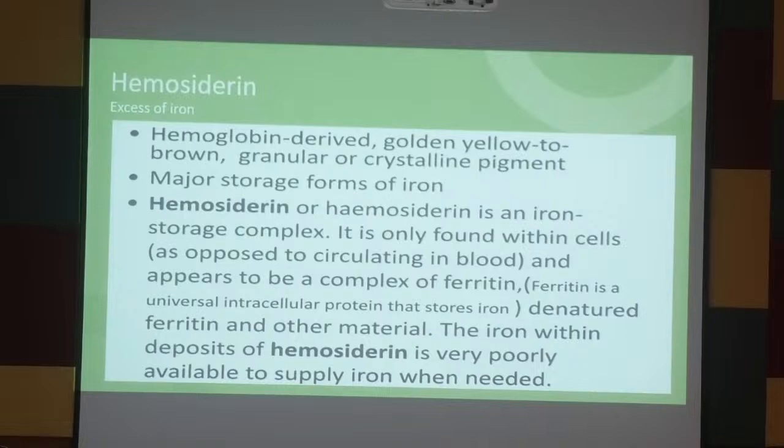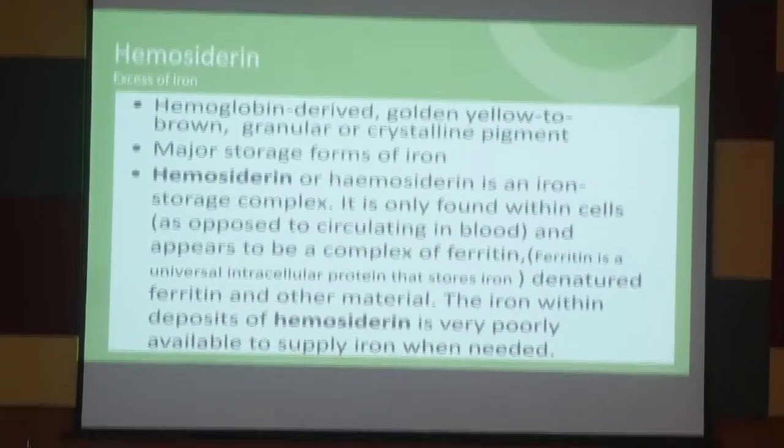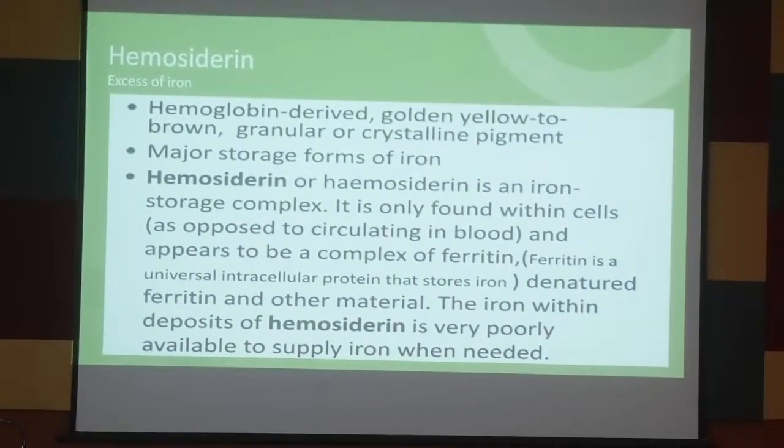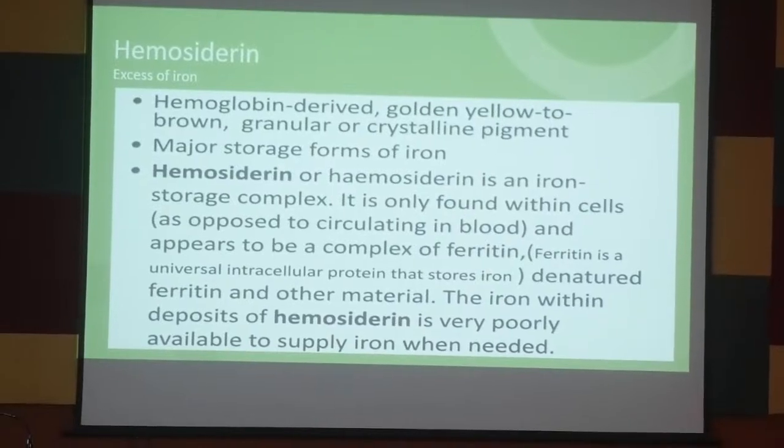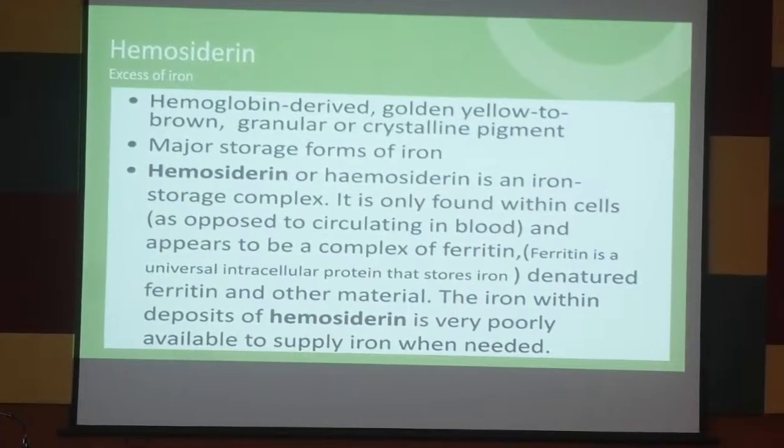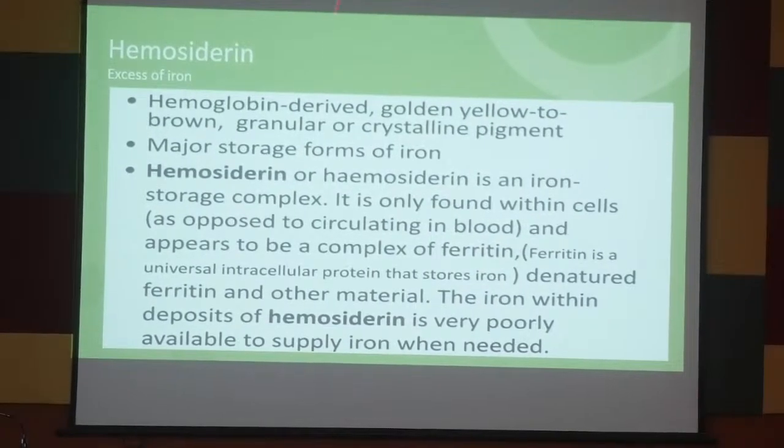Now, hemosiderin, another endogenous pigment. Hemosiderin is mainly involved in storage and transport of iron. It is a hemoglobin-derived golden yellow to brown granular or crystalline pigment, the major storage form of iron. Hemosiderin is an iron storage complex of denatured ferritin and other material; the iron within deposits of hemosiderin is very poorly available to supply iron when needed.